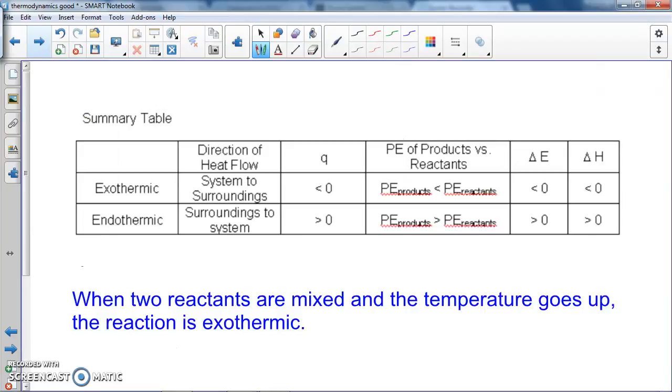Here you see a summary. We have already talked about direction of heat flow, whether it's endo or exo, Q value, whether it's endo or exo. We looked in the very beginning about the potential energy of products versus reactants, whether it's exo or endo. We looked at delta E, whether it was endo and exo. And now, today, we are adding the delta H piece. So if you have a delta H less than 0, it's going to be exothermic. If you have a delta H value greater than 0, it's going to be endothermic.